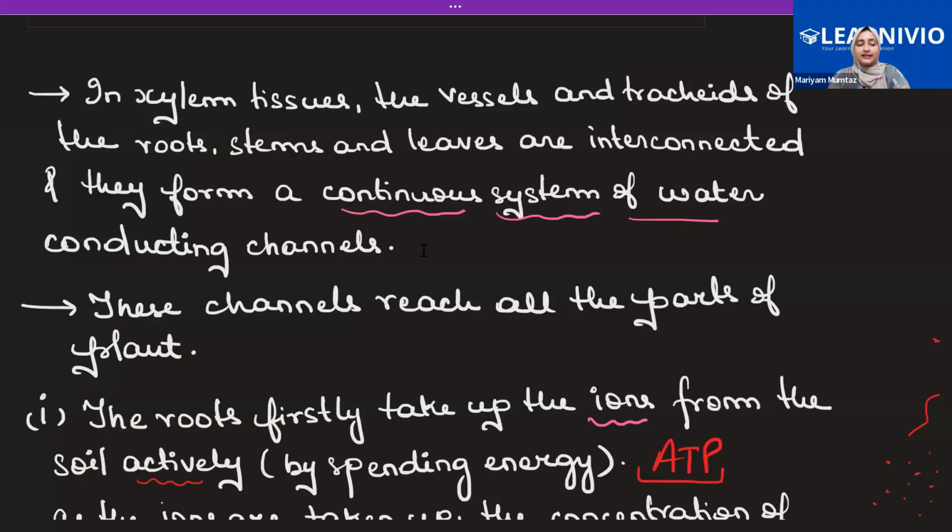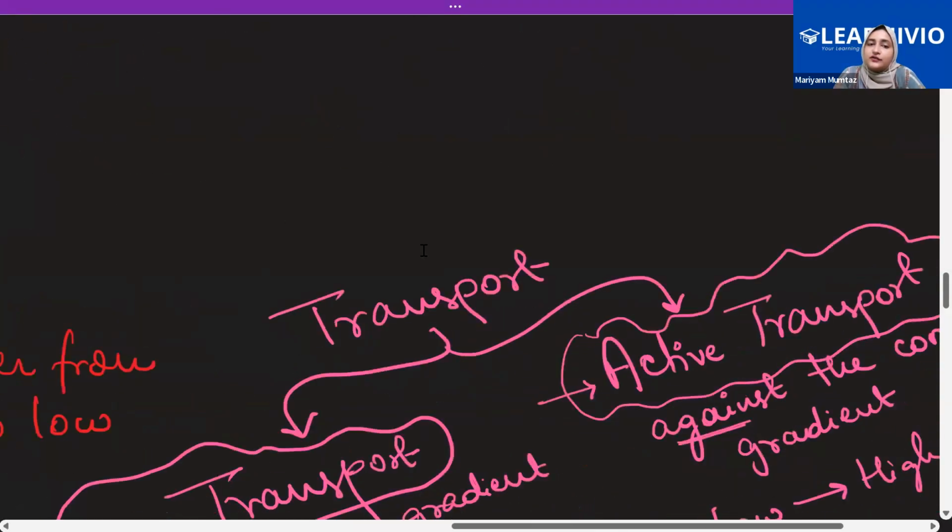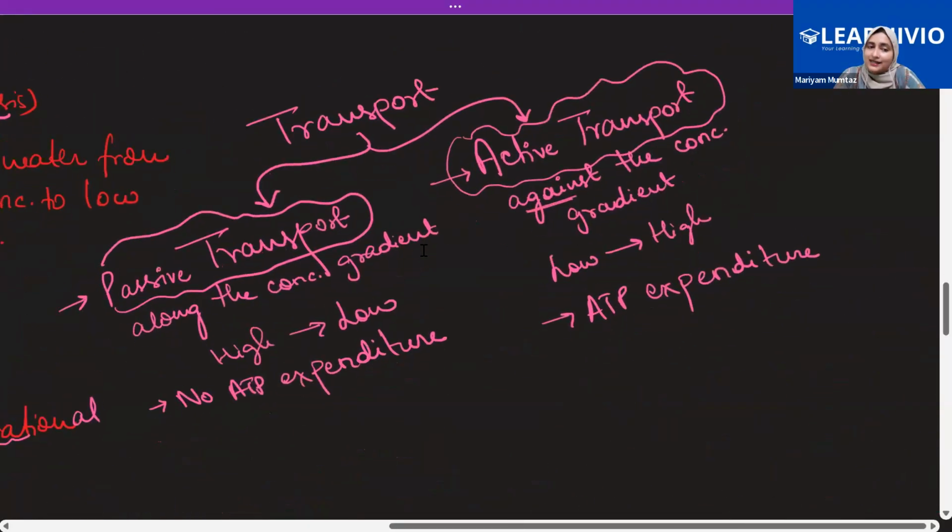Now, I told you that the xylem is important for the transportation of the water as well as the minerals. Before this, you have to understand that transportation is of two types. If it requires energy for transportation, it is called active transportation. If it doesn't require energy, we call it passive transportation. So transportation is of two types, active and passive.